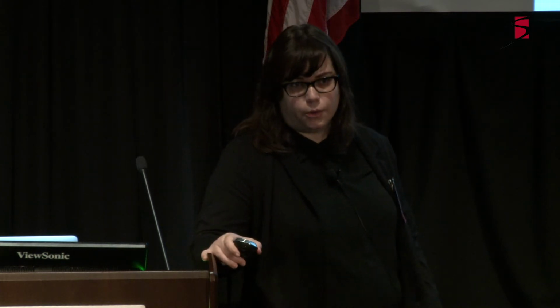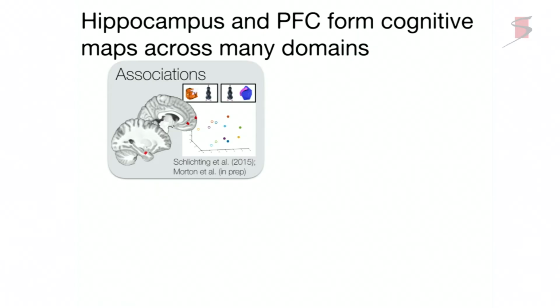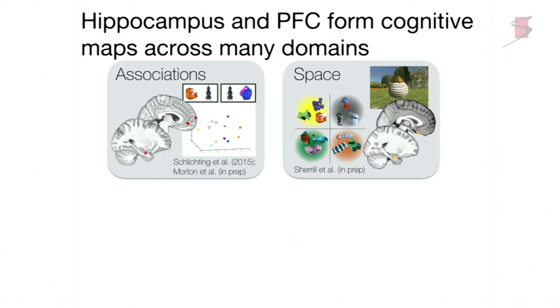Okay, so I highlighted the role for the hippocampus and prefrontal cortex in forming what we call these cognitive maps within these simple associative memory paradigms. But I'm going to emphasize that this is not specific to just these associative memories. We have shown similar things. I don't have time to talk to you about all of this today, so I'll just highlight the ideas that we also show similar regions being involved in forming hierarchical representations through navigational experience.